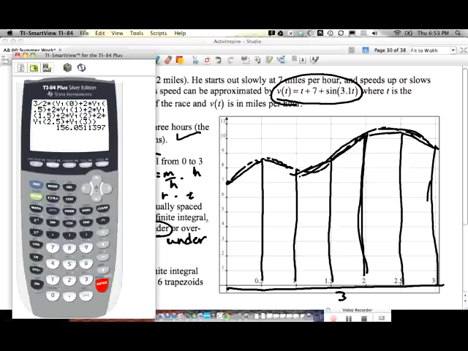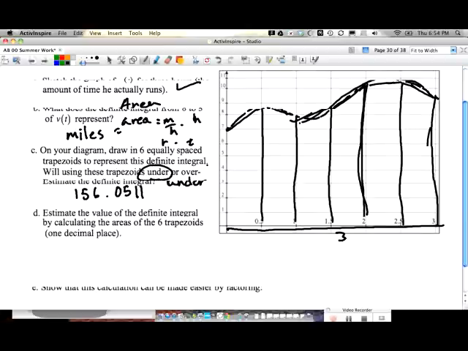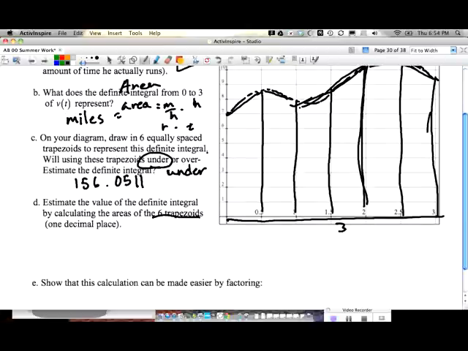156.0511. There we go. Estimate the value of the definite integral by calculating the areas of 6 trapezoids, to 1 decimal place. Didn't we just do that? It looks like we did. 6 trapezoids. This is 6 trapezoids. Oh, to 1 decimal place. We did that.